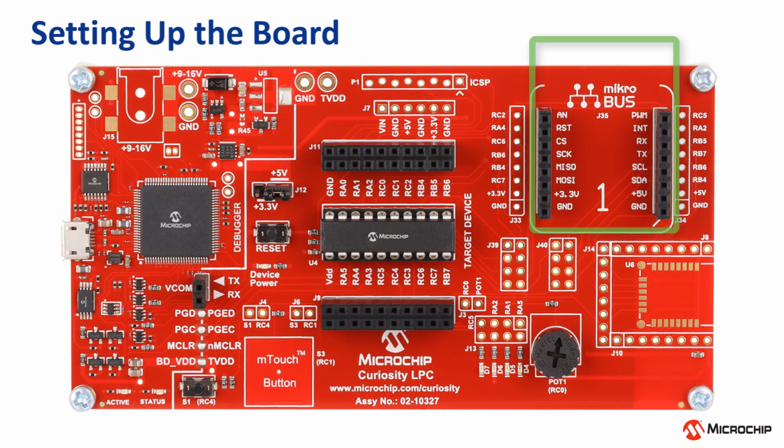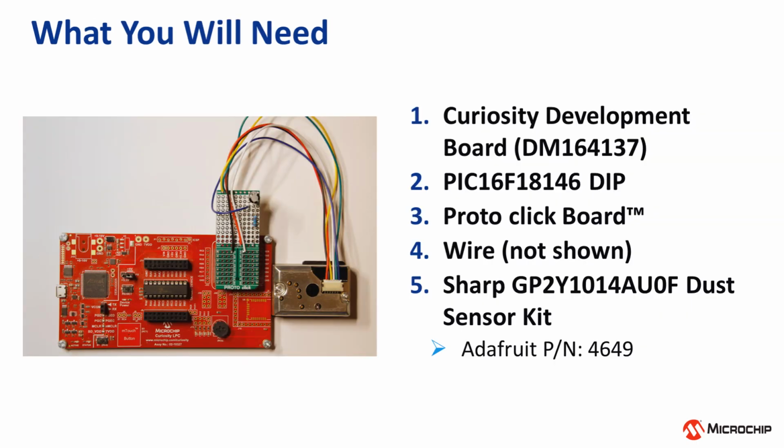Then insert your ProtoClick into the microbus header. Using a piece of wire, connect pin RB7 to the TX line on the Curiosity board. Finally, set the board for 5 volts by moving the jumper on the board. Now, you are ready to plug in the board. With a micro USB cable, connect to your computer and open MPLAB X.